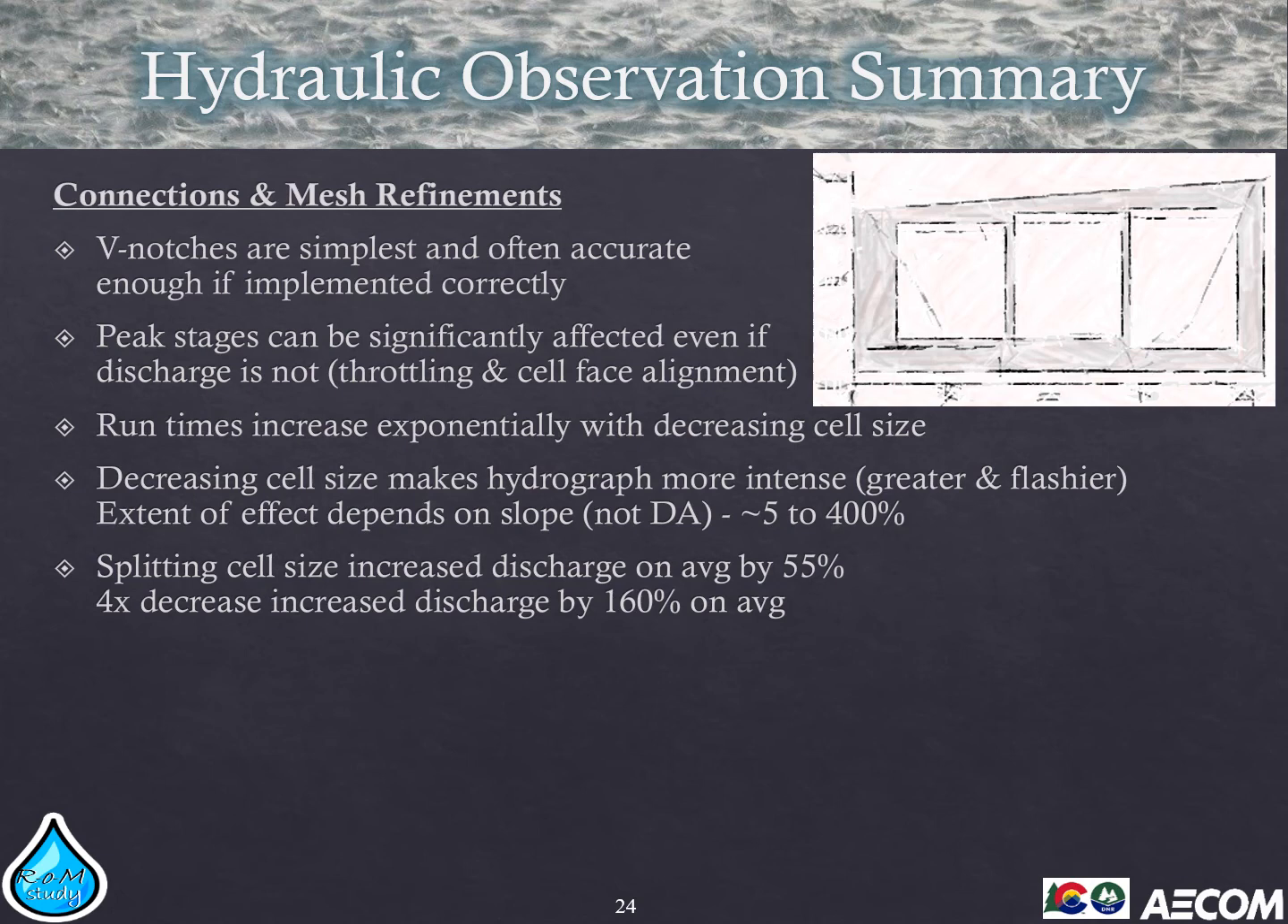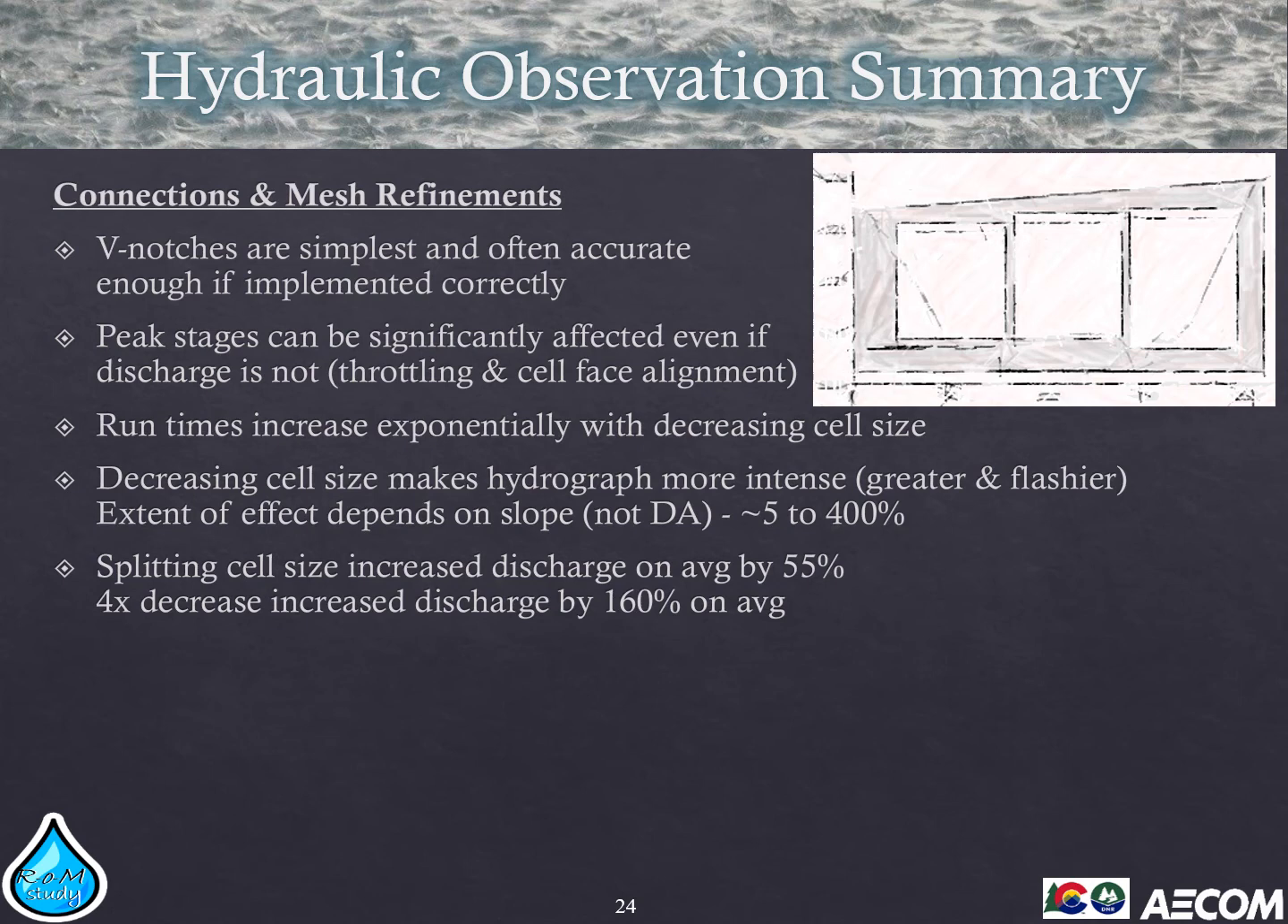Or in the case of cell size resolution, it can affect the way that the cell faces are aligned. We also saw that the run times will increase exponentially with decreasing cell size, and I think we know that intuitively, but this shows just what a degree or impact that can have. We also know that decreasing the cell size makes a hydrograph more intense. It makes higher peak discharges, but much flashier, shorter duration. And the extent to which this occurs is going to depend on the slope, not the drainage area. So we saw anything between a 5% all the way up to a 400% increase. So it's very significant and needs to be accounted for.